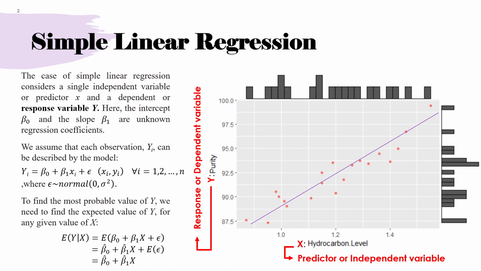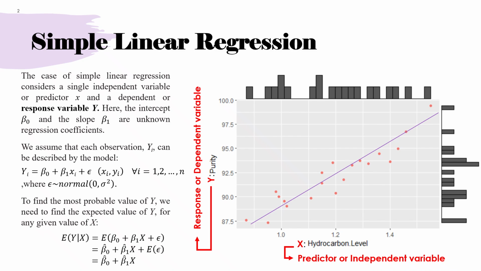To find the most probable, or expected, value of the response variable y for a given value of x, we compute the expected value of y given x. Taking the expected value of the regression model gives the expected value of beta 0 plus beta 1 times x plus epsilon. Because beta 0 and beta 1 are constants, their expected values remain the same. In addition, since the error term has an expected value of 0, the expected value of epsilon is 0. As a result, the expected value of y given x simplifies to beta 0 plus beta 1 times x.